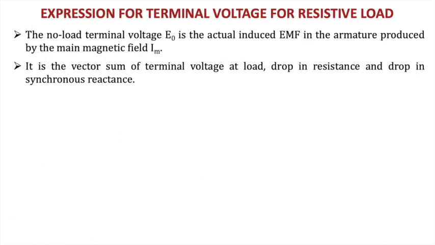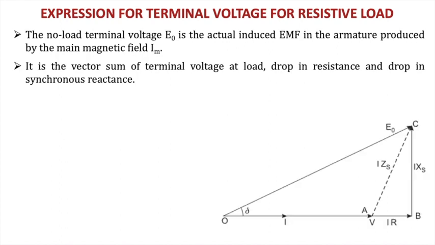Now the no load terminal voltage is given as E0. The expression for terminal voltage for a resistive load is given by: the no load terminal voltage E0 is the actual induced EMF in the armature produced by the main magnetic field IM. It is the vector sum of the terminal voltage at load, the drop in the resistance plus the drop in the synchronous reactance. So this is the final figure we get.